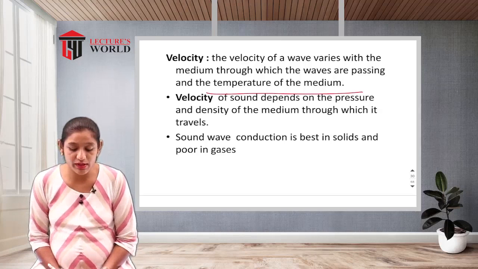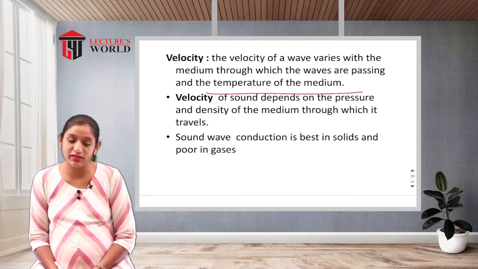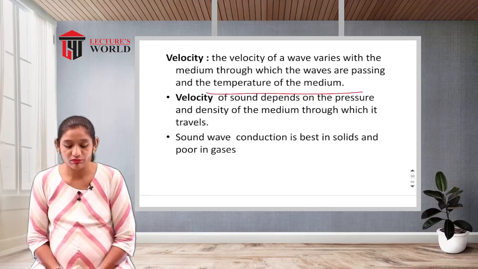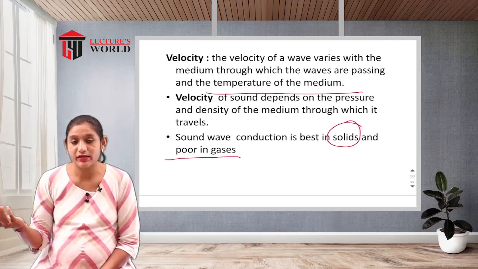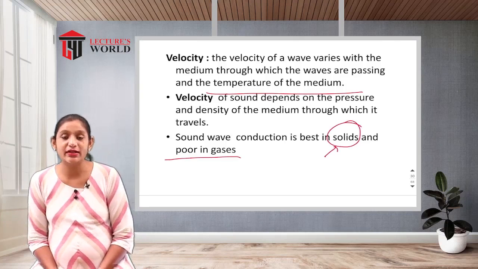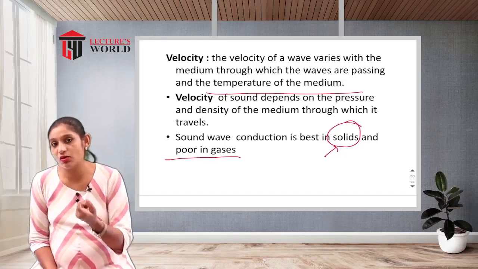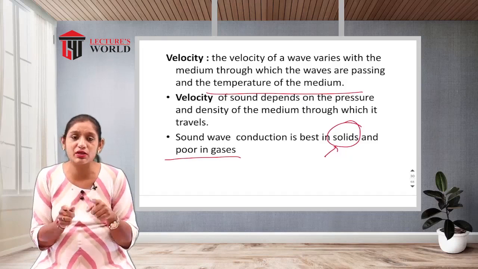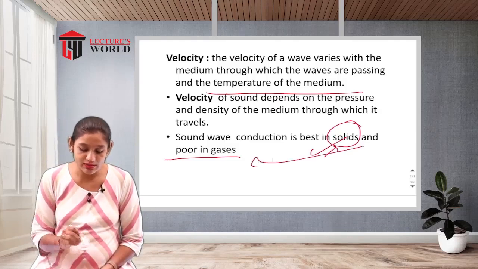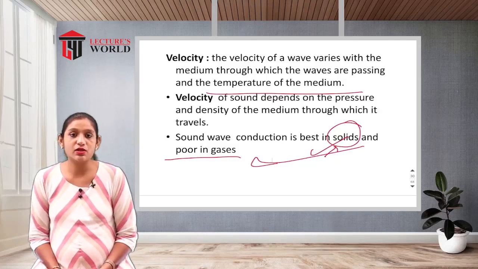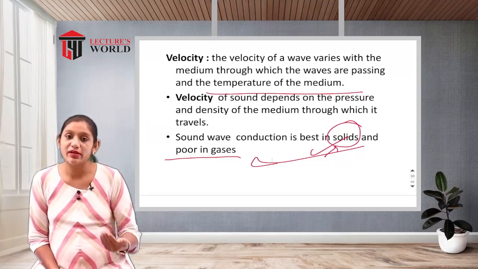The velocity of sound depends on the pressure and density of the medium through which it travels. Sound wave conduction is best in a solid and poor in a gas. Why? In solids the distance from one molecule to another molecule is very small, so the transfer of frequency is very high. And vice versa, in a gaseous medium the distance from one molecule to another is very high, so the transfer of frequency is very less, meaning very poor.